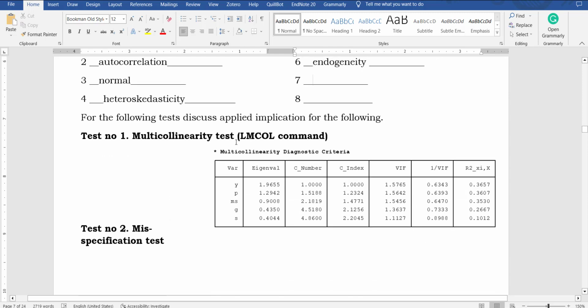There's a command called lmcol in Stata that you might have to install, and this gave us eigenvalue, condition index, C number, VIF, partial tolerance, and partial R squares. So VIF is less than 2 and tolerance is bigger than 0.1. So according to Gujarati, there is no multicollinearity.